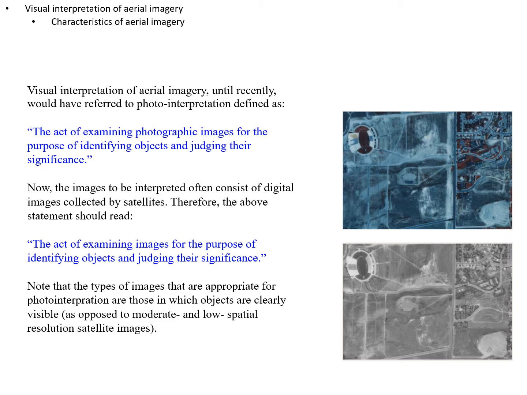Note that the types of images that are appropriate for photo interpretation are those in which objects are clearly visible, as opposed to, say, moderate and low spatial resolution satellite images. Visible doesn't mean you need to see every tree to see a patch in the forest, and we'll talk about that a bit later. But you somehow have to be able to make that visual connection to what's on the ground.